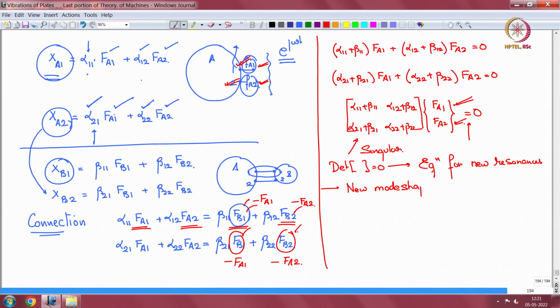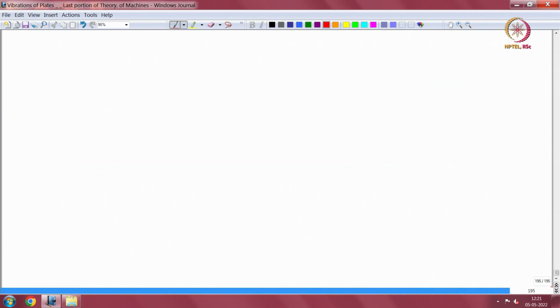Okay, so we will take one example. Again it's a simply supported plate, and I will use a spring.